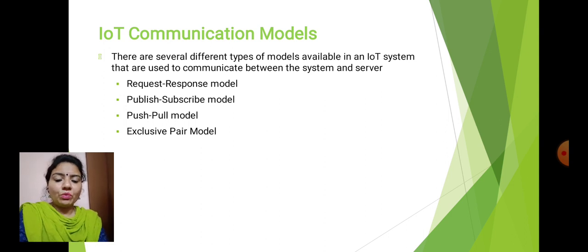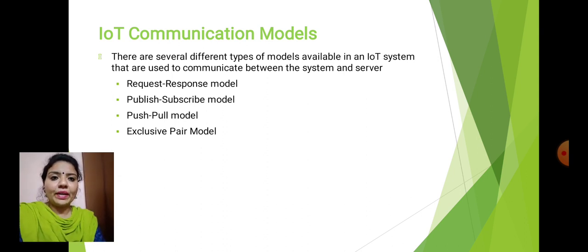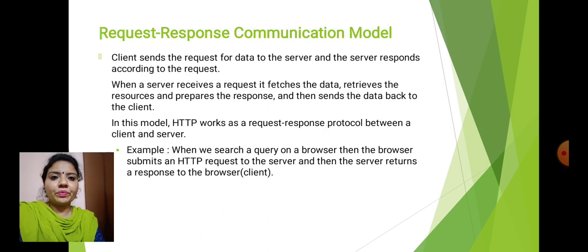IoT communication models. There are different types of communication models which are used in IoT system. The models are request response model, publish subscribe model, push pull model, exclusive pair model. These communication models are used to communicate between the system and the server.